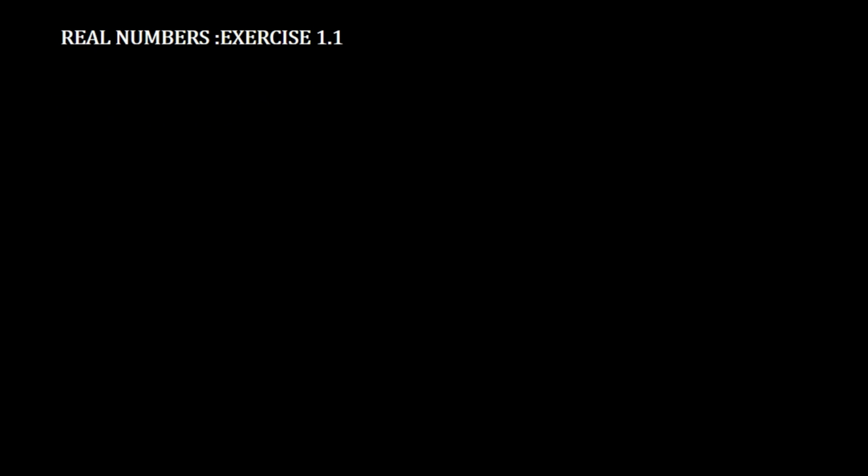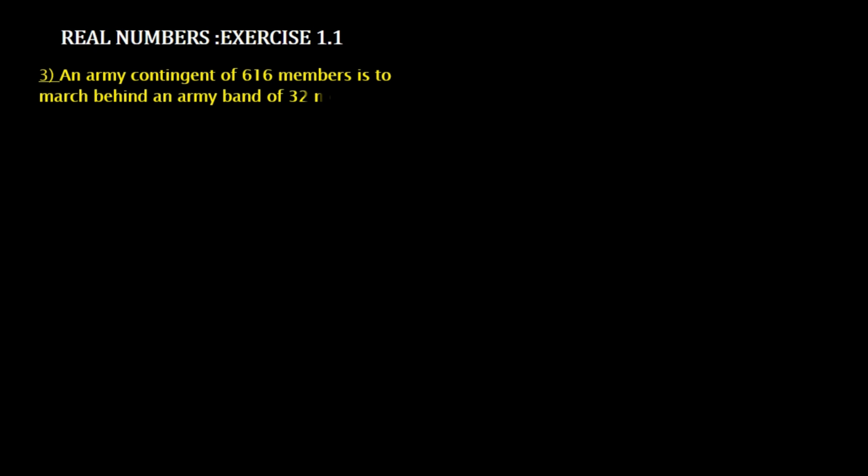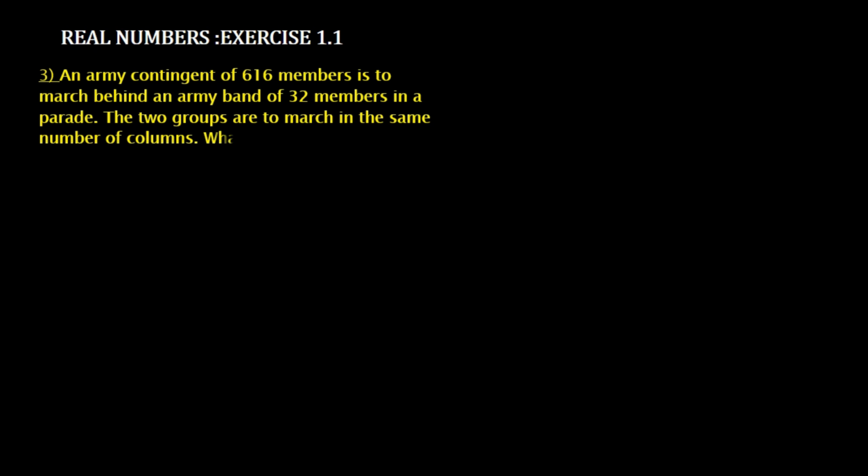So we have our next problem here. An army contingent of 616 members is to march behind an army band of 32 members in a parade. The two groups are to march in the same number of columns. What is the maximum number of columns in which they can march?